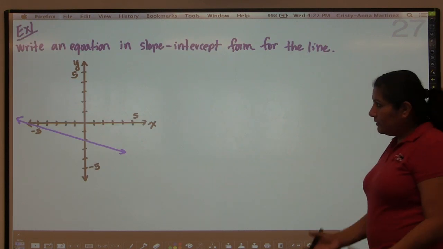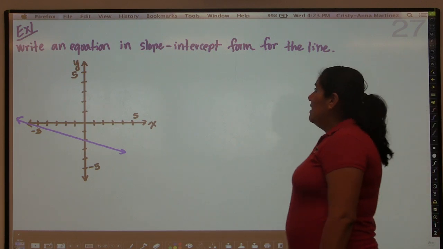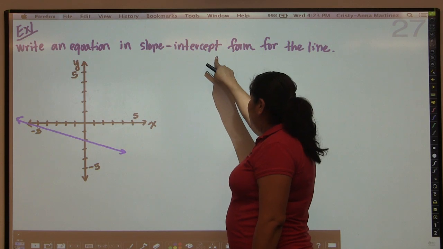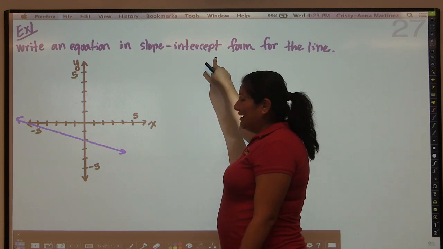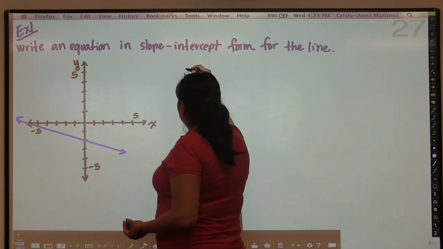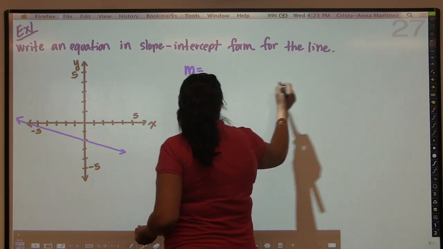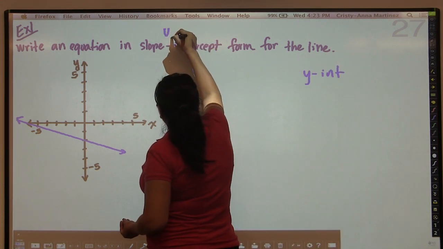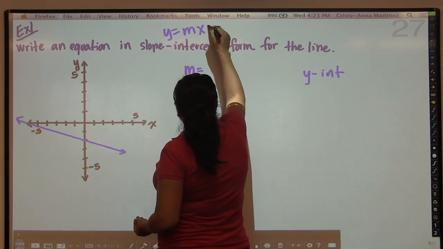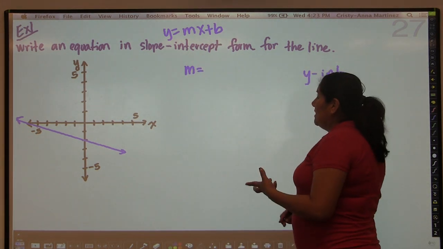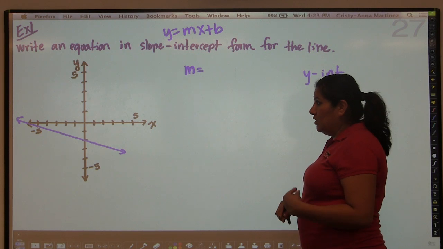So here's our example. It says write an equation in slope-intercept form. So see, they want this to be in y equals mx plus b. But before we can get there, we have to make sure that we have the y-intercept. So we have to know what the slope is, and we have to know what the y-intercept is in order to plug it into y equals mx plus b. Because in this formula, the m represents the slope, and the b is the y-coordinate of the y-intercept.